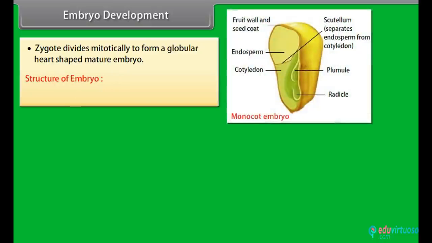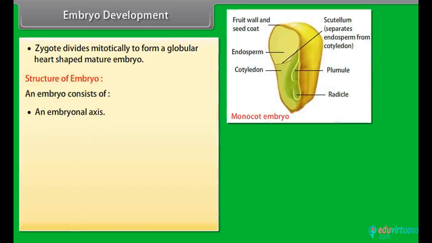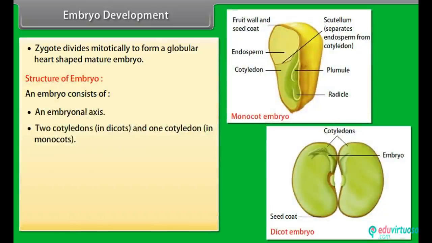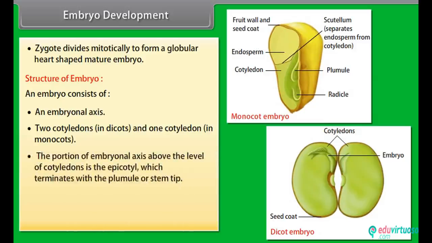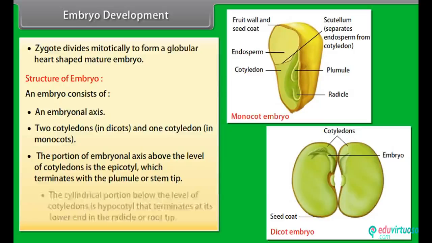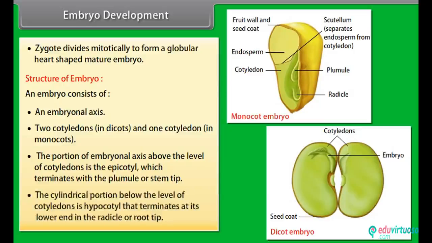Structure of embryo. An embryo consists of an embryonal axis, 2 cotyledons in dicots and 1 cotyledon in monocots. The portion of embryonal axis above the level of cotyledons is the epicotyl, which terminates with the plumule or stem tip. The cylindrical portion below the level of cotyledons is hypocotyl, that terminates at its lower end in the radicle or root tip. Seed and fruit development.